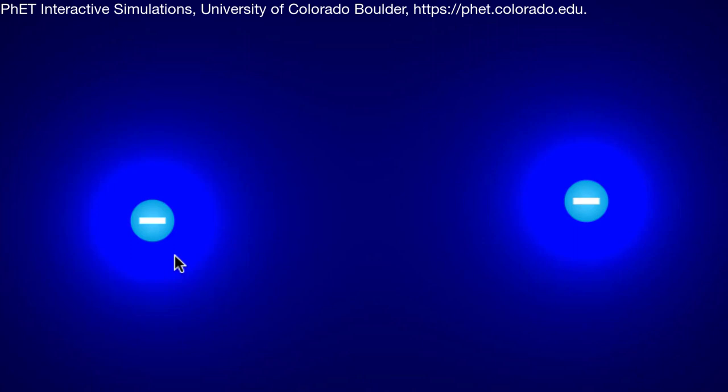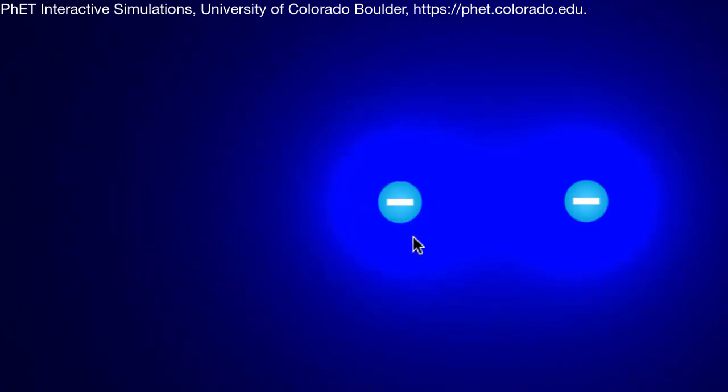So let me get rid of these charges. So here's one negative charge, here's another negative charge. You can imagine blue to be that of a negative potential. Again, spherical equipotential surfaces. If I bring them close, notice they merge, and everything you saw for 2 positive charges would be the same for 2 negative charges. So it'll be the same for like charges.